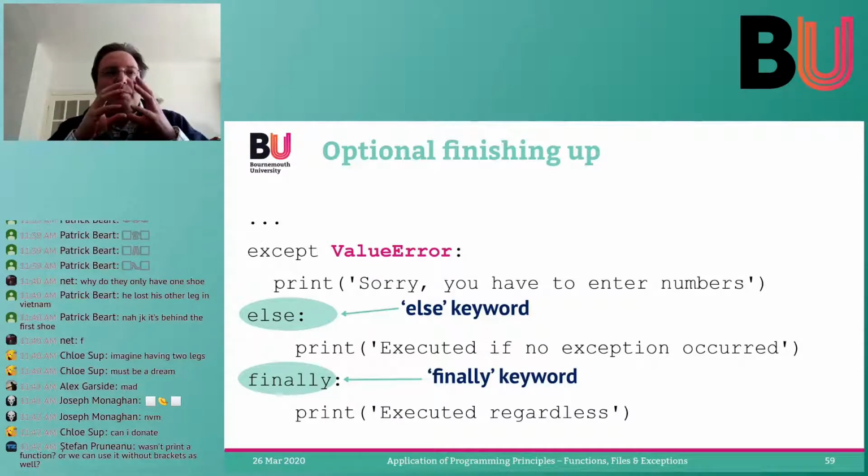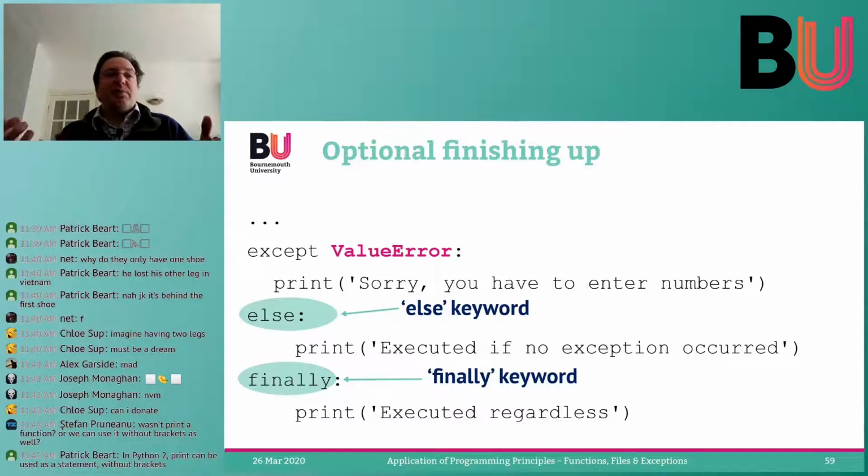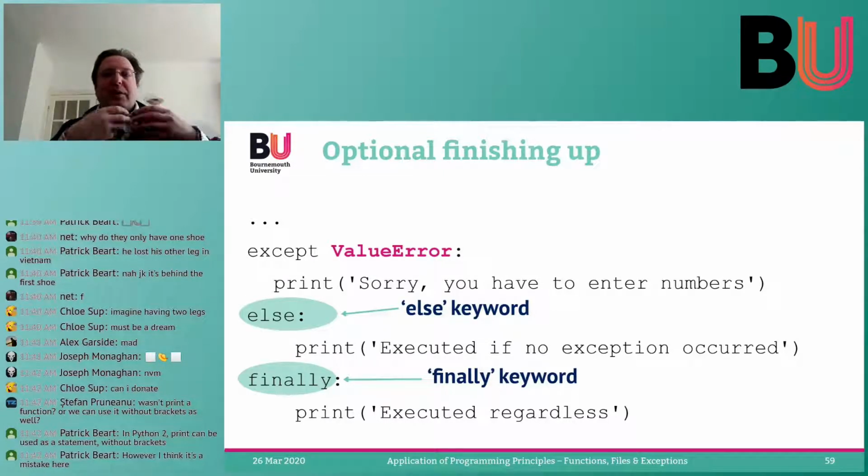In some cases, you might also want to do something if there's no exception, or anyway at the end. So the else keyword allows you to do things if there's no exception, and finally basically executes code at the end regardless.